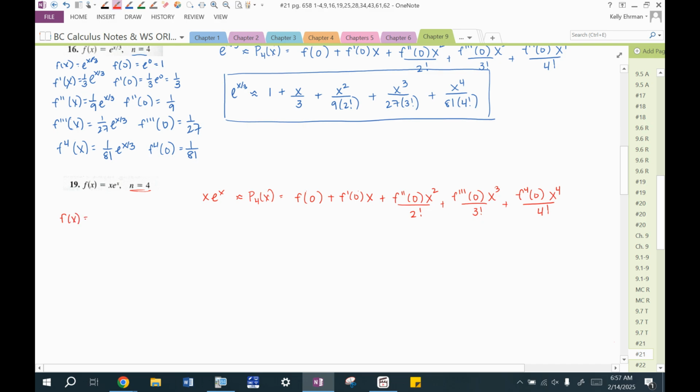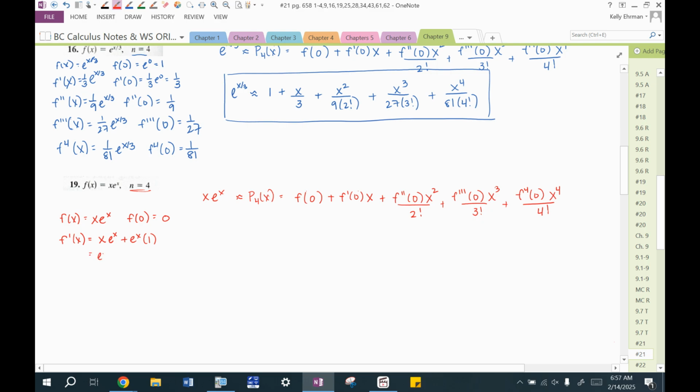First, we need to evaluate just plugging 0 in. So that's easy. Plug 0 into this, you get 0 times e to the 0. So that's 0. Okay, so it's okay for the first term to be 0. Let's do f prime of x. All right, so product rule, because we're taking the derivative of a product. So first times derivative of the second plus second times derivative of the first.